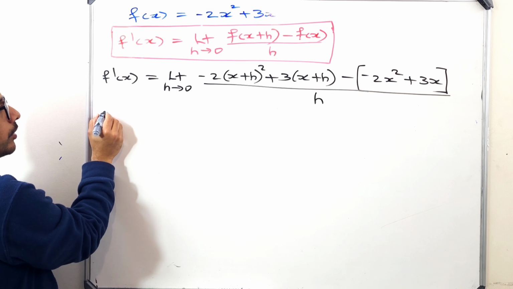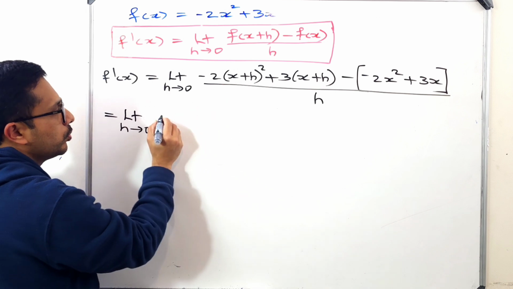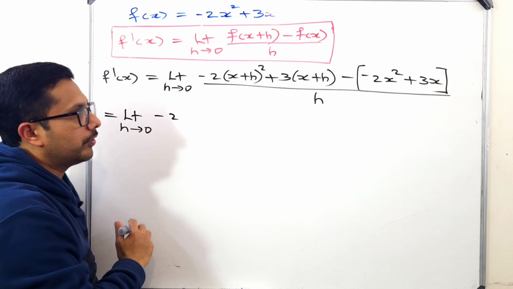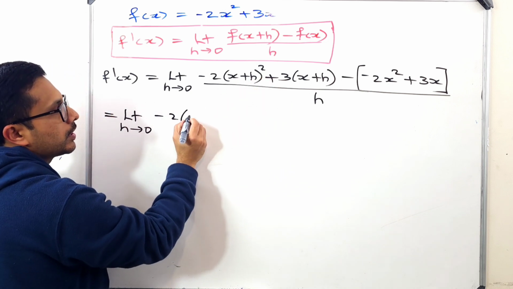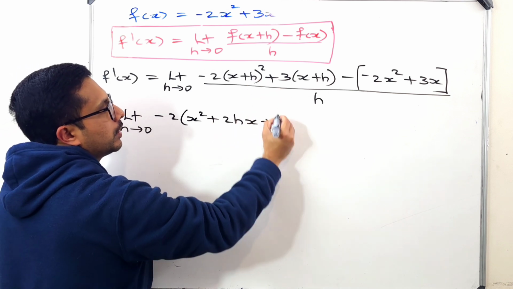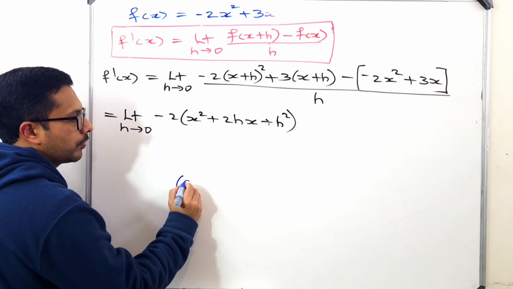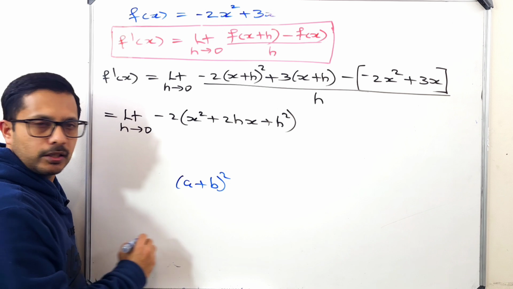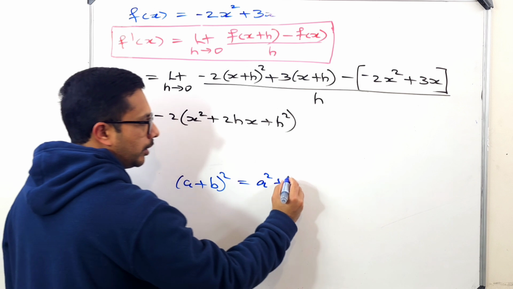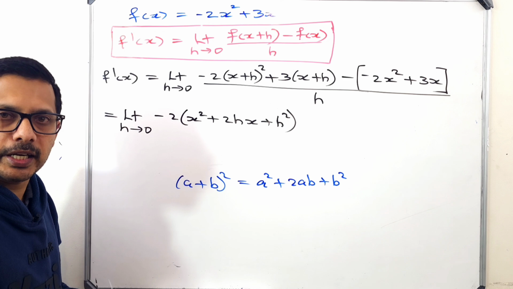Now let me start from here. It's a lengthy one. Limit h tends to 0 of minus 2. Now it's just algebra. You have to expand the bracket and everything. X plus h square is x square plus 2hx plus h square. I hope you know the expansion: a plus b the whole square is first term square plus 2 into first term into second term, that is 2ab, plus second term square. Do you remember you studied this formula in grade 10?